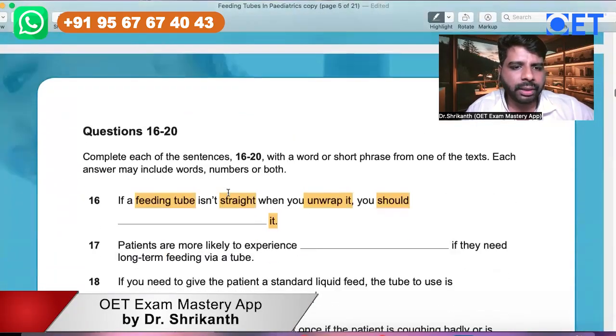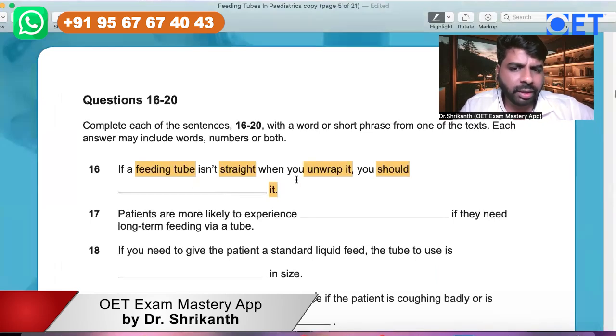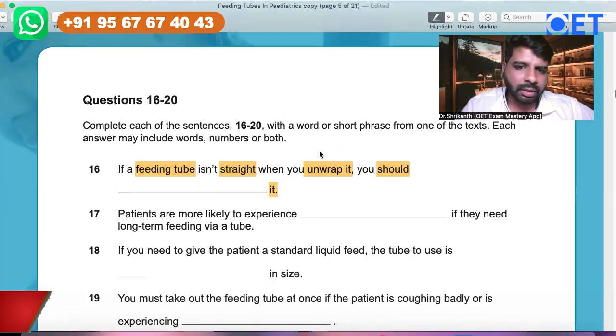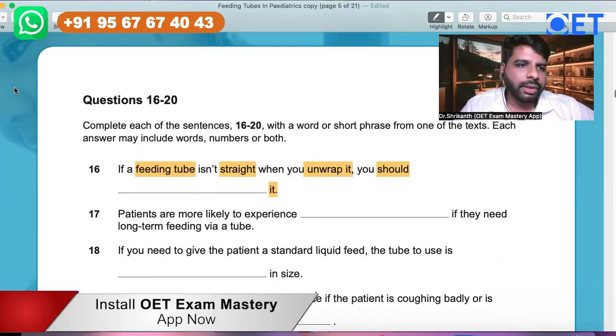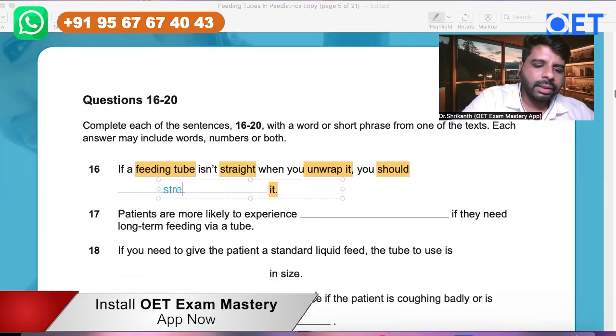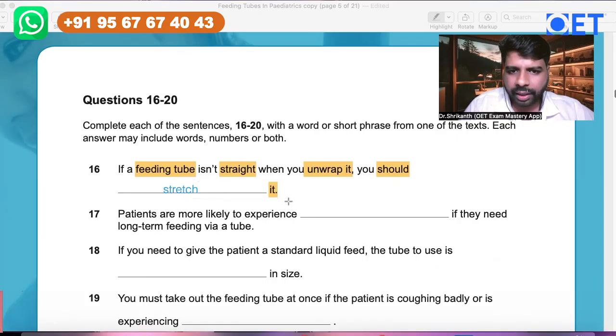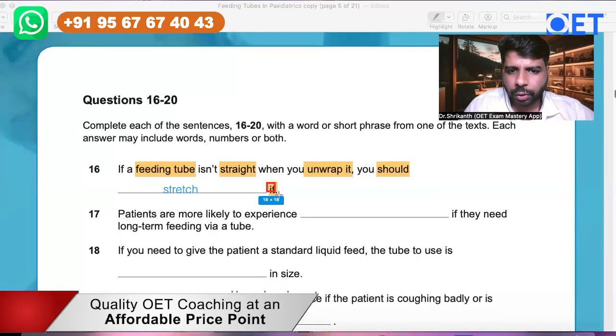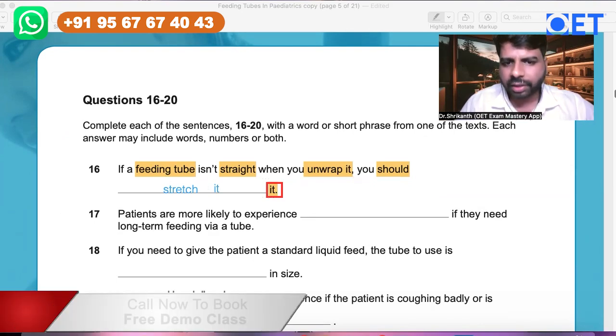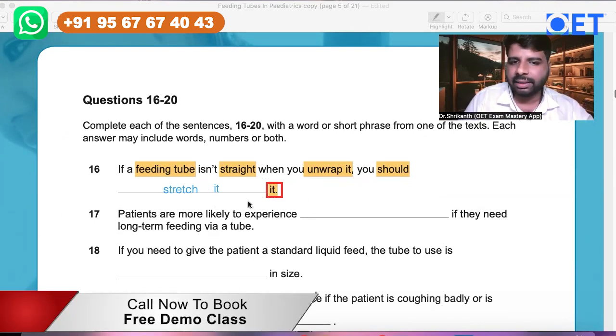Here you should write, if a feeding tube is not straight, when you unwrap it, you should, what's the answer going to be? Yeah, so Dr. Ravi has said stretch it. That was a very good attempt. But here the word it is already mentioned. So there is no need for us to write stretch it. If you write stretch it, and read the sentence, if a feeding tube is not straight, when you unwrap it, you should stretch it, now see, two its are coming. That is not a grammatically accurate sentence.